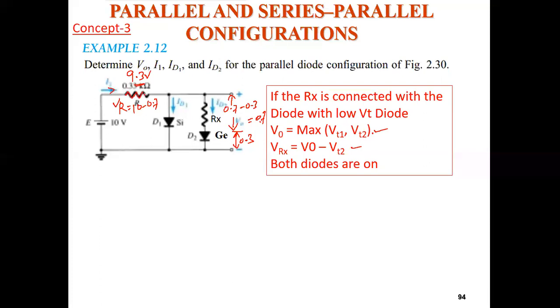क्योंकि the voltage across this resistor is 9.3 volt. Okay, and the resistance value is 0.33 k. तो डिवाइड करने के बाद मुझे I1 मिल जाएगा. Yes or no? Okay, then what I'll do? I have to find out how much is the ID2. ओके, तो ID2 मुझे कैसे निकालना है?